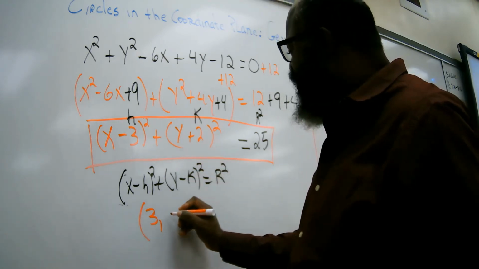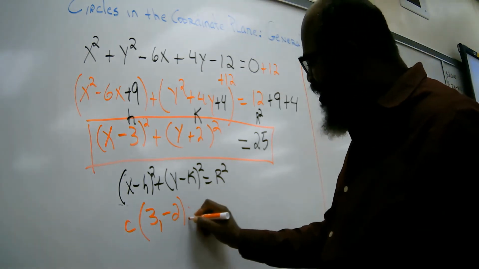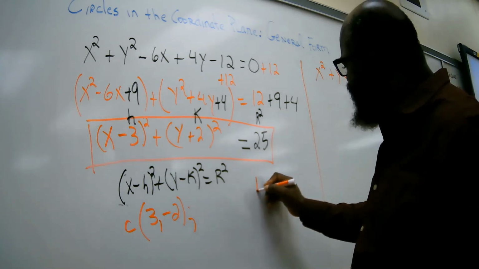This is the positive 2, that's becoming negative 2. And this is the center of this circle. Now we need to find the radius. This is the radius, r squared. r squared is equal to 25.